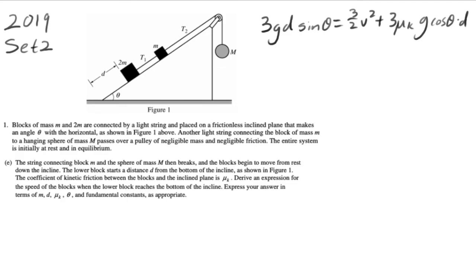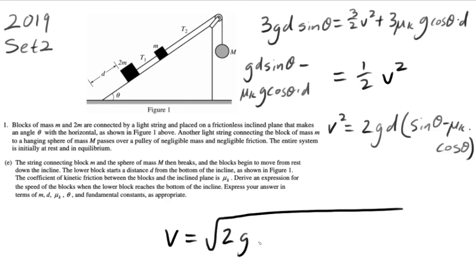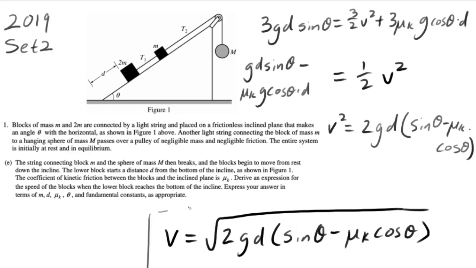Alright, I've cleared some space. So we can subtract this component on both sides and divide everything by 3 to get that gd sine theta minus mu k g cosine theta times d is equal to 1/2 v squared. So multiply by 2 on the left, we get that v squared is equal to 2 times, we can factor out gd from both components to get 2gd times (sine theta minus mu k cosine theta). So we take the square root of both sides to get that v equals the square root of 2gd times (sine theta minus mu k cosine theta). And finally, that is your answer for part E.